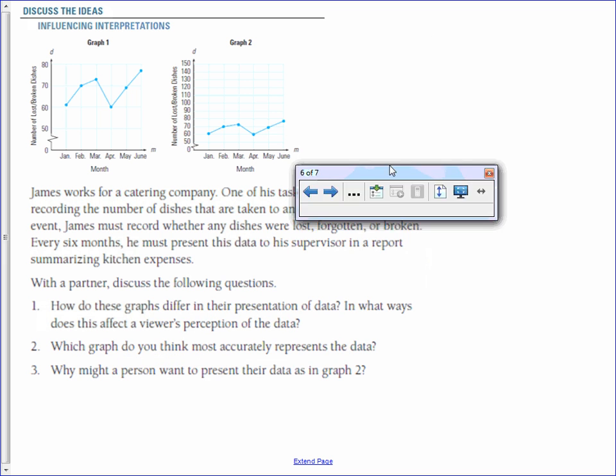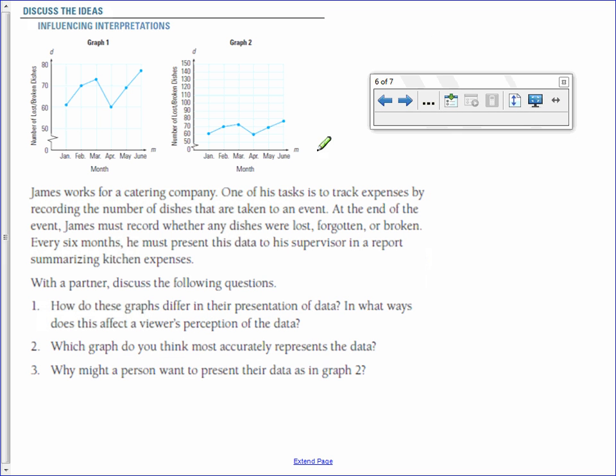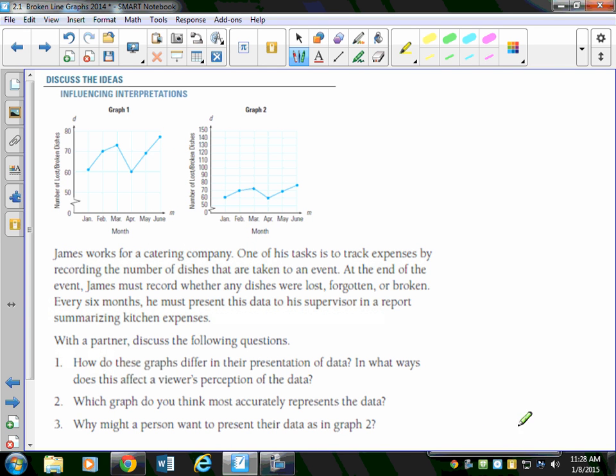Here's another example, this time involving number of broken dishes and the months. And the dishes could be lost or broken. And this is a catering company, and he's got to track the expenses of that catering company. And he's got to present this to his supervisor. And so these two graphs represent the exact same numbers, just shown differently. If you look at the points on the graph, you can see that they're actually the exact same points in each situation. That point is the same as that point, and that point is the same as that point.